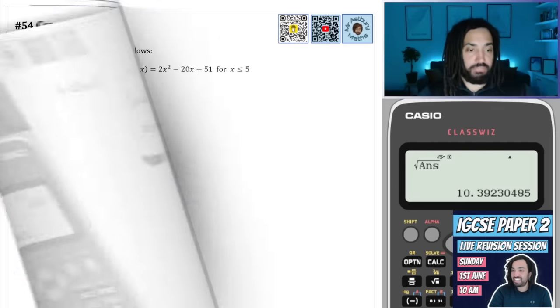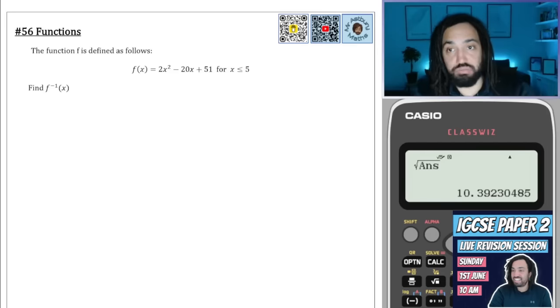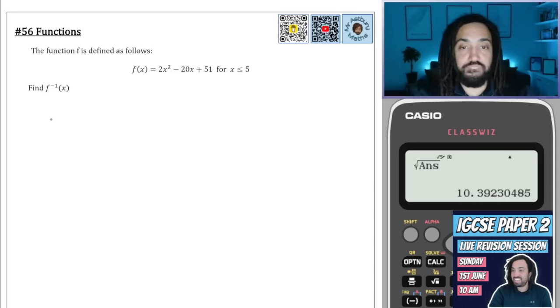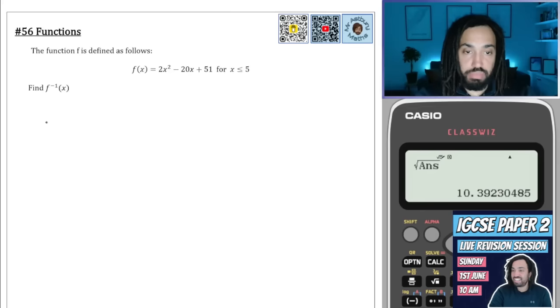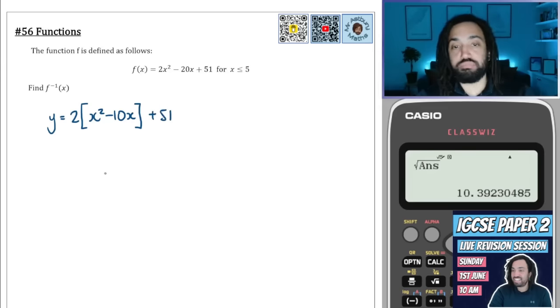Perfect. Okay, find the inverse function of a quadratic. Really popular question, this. So what we need to do is we need to write it as y equals, and we're going to complete this square. So we're going to take a 2 out so that it's just x squared, and that'll be minus 10x, and then I'm going to leave the 51 outside because we don't need to take a 2 out of that.